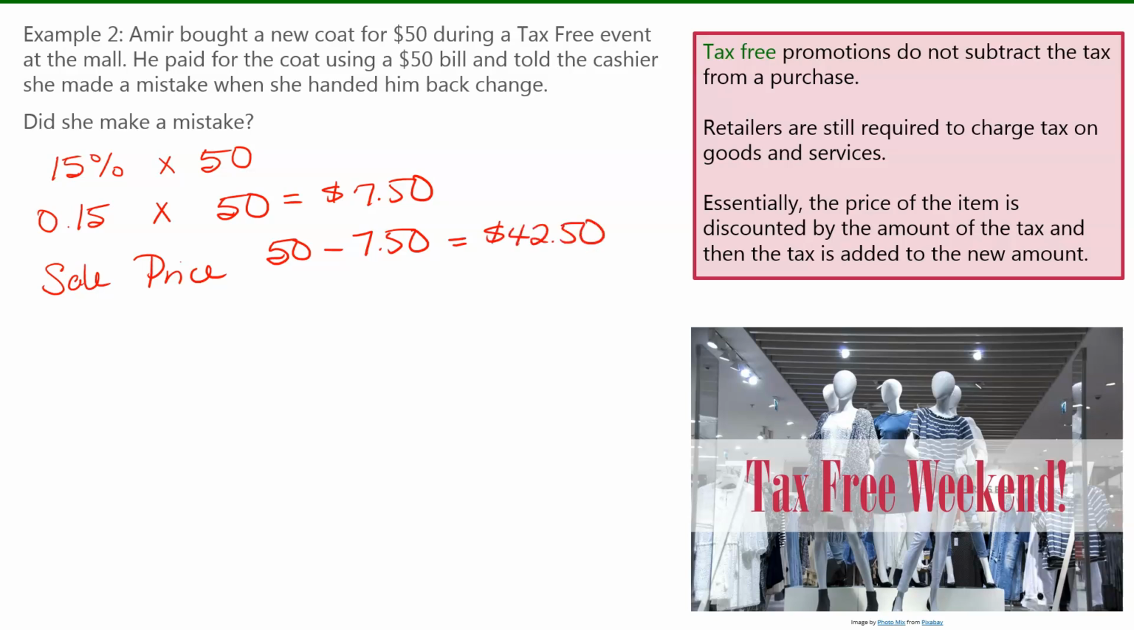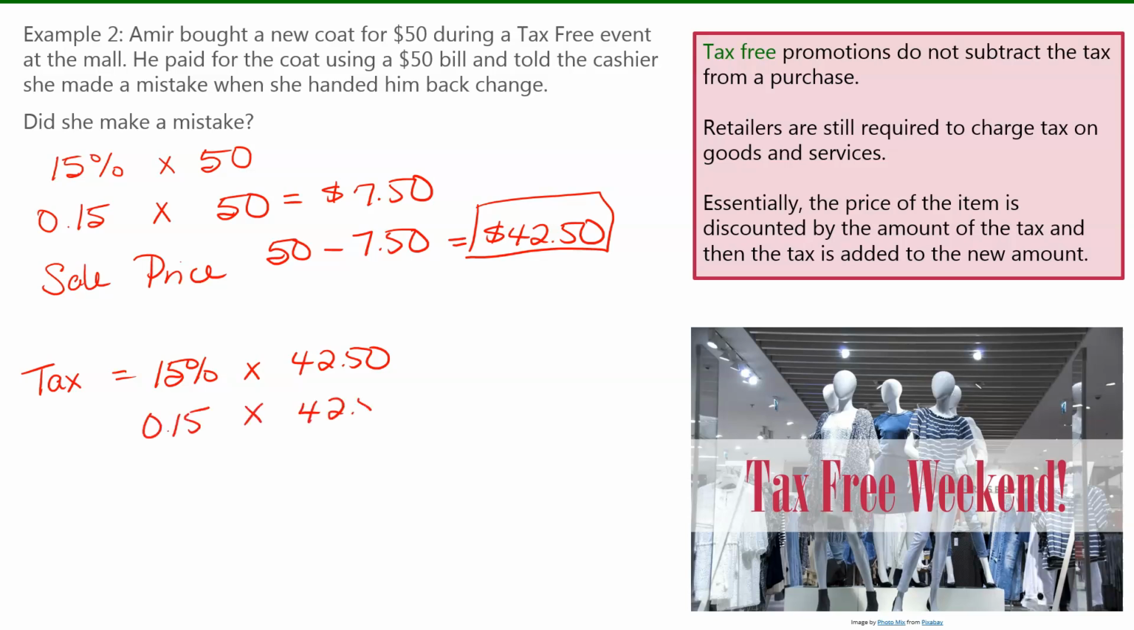$42.50. We would then calculate the amount of tax on the sale price. So the amount of tax is still 15% of our sale price. 15% is 0.15 times 42.50, and we would get 6.375. So again, money can only have two decimal places, and in this case, it would round up to 6.38 or $6.38.